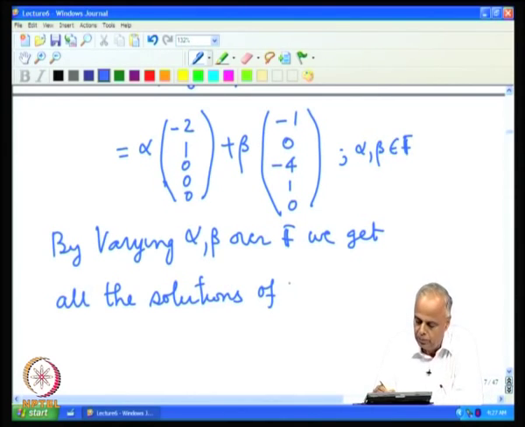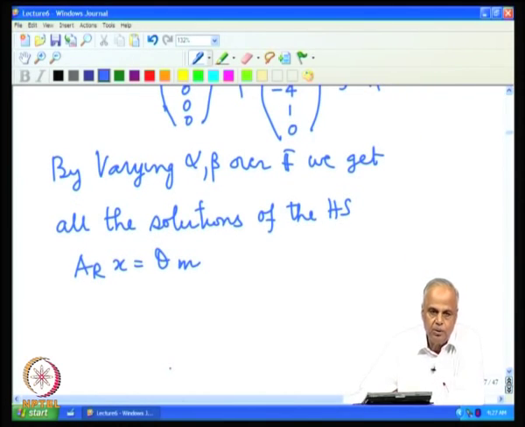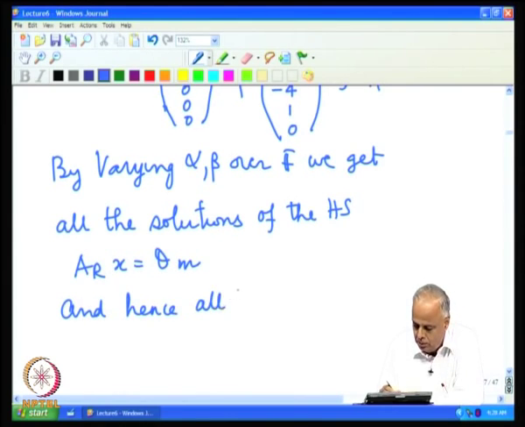Get all the solutions of the homogeneous system A_R x equal to theta m, and since A_R x equal to theta m has the same solutions as A x equal to theta m, we get also, and hence, all the solutions of A x equal to theta.